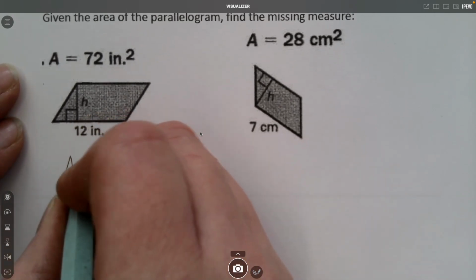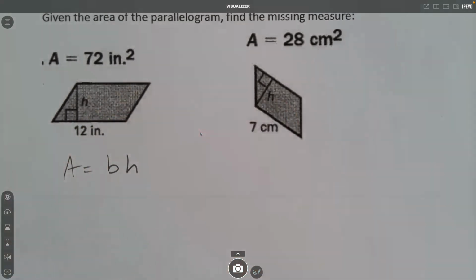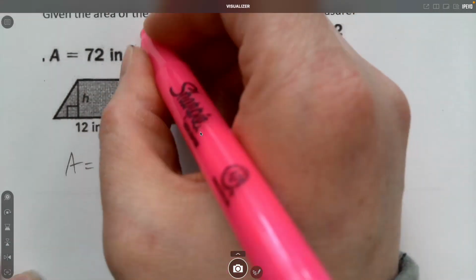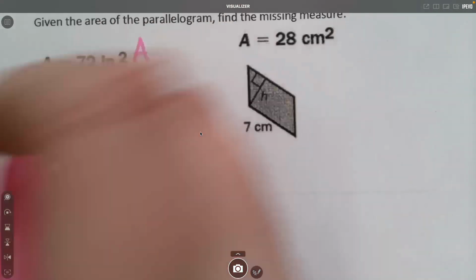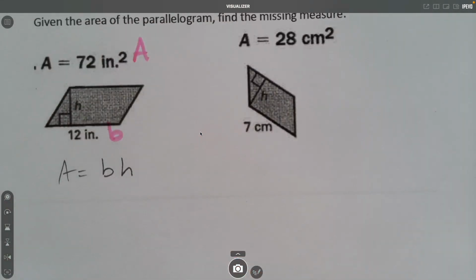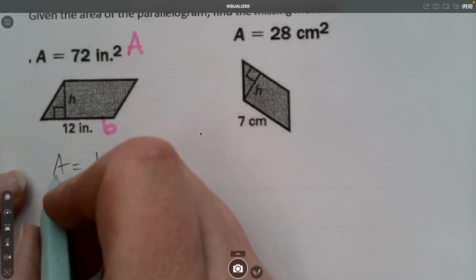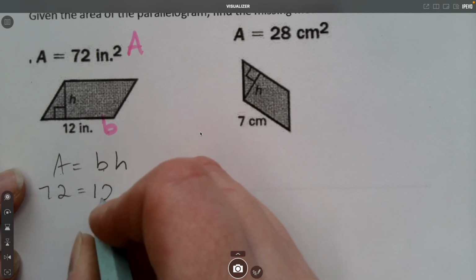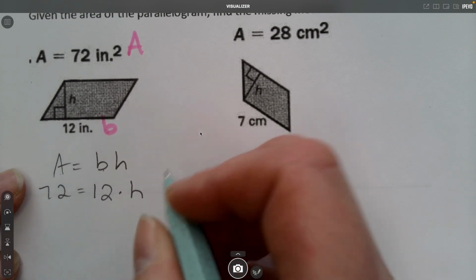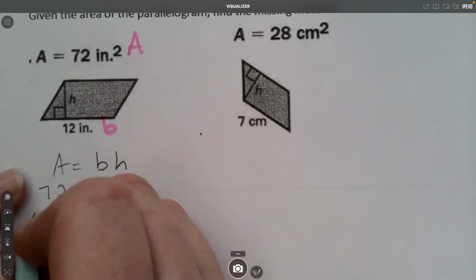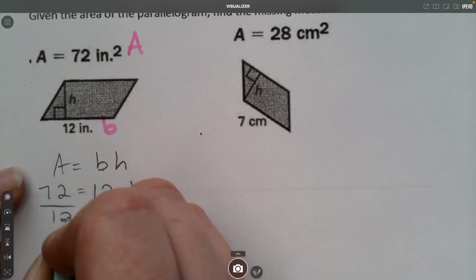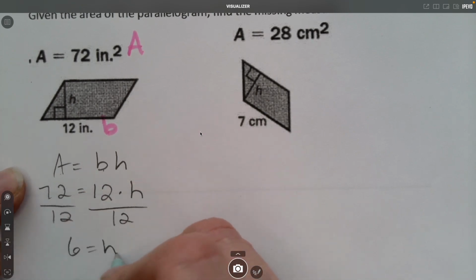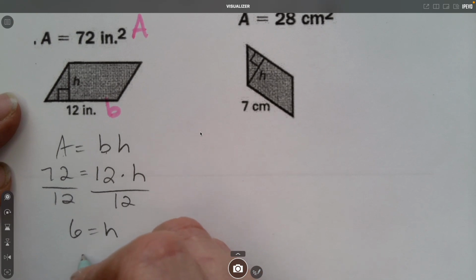So area equals base times height. And this number here is my area, and this number here is my base. So I'm going to have to use algebra and solve. So instead of A, I'm going to substitute 72. Instead of B, I'm going to use 12, and then it's times H. And so the way I would solve that is to divide by 12 on both sides. 72 divided by 12 is 6. And so my height is going to be 6 inches.